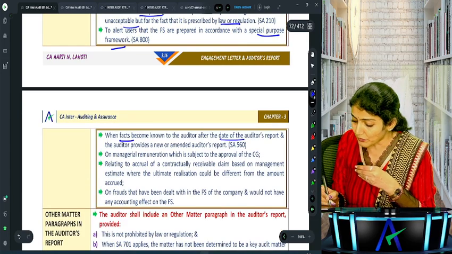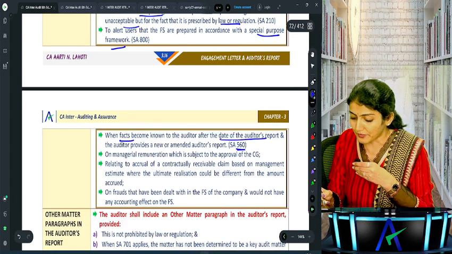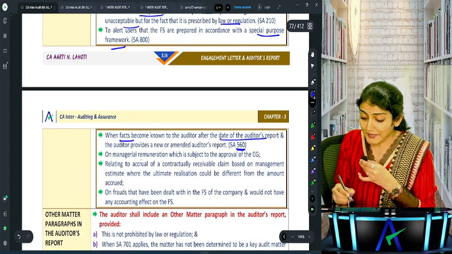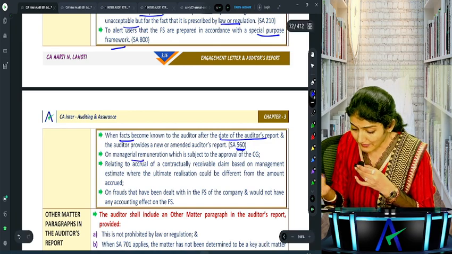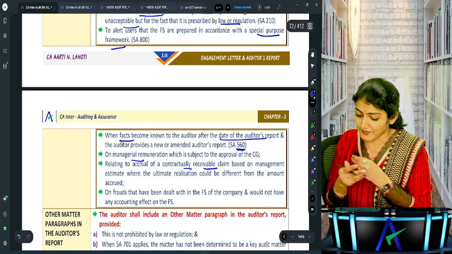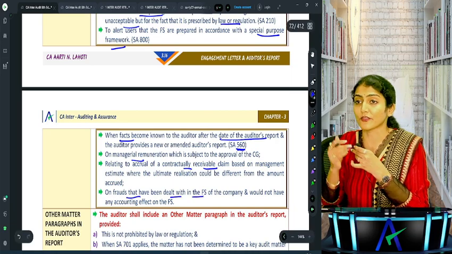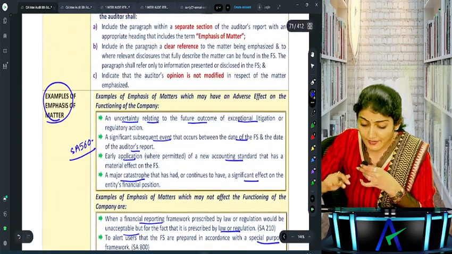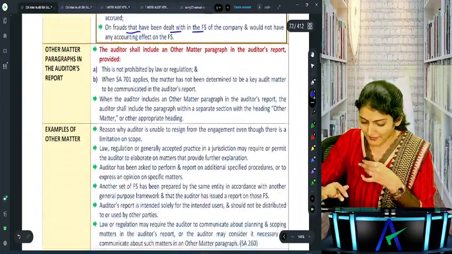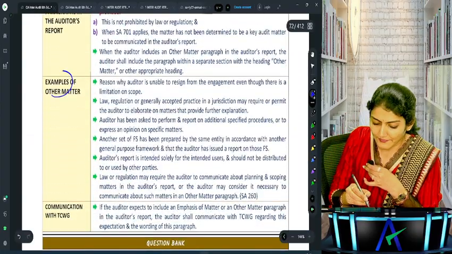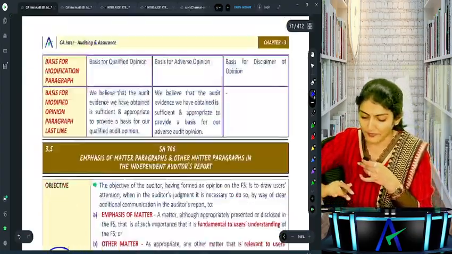Facts which become known to the auditor after the date of audit report, 560. And managerial remuneration, then relating to accrual of a contractually receivable claim, and frauds which have been dealt with within the financial statements of the company. What are these? Examples of emphasis of matter. And then you have other matter, and then again the examples of other matter.